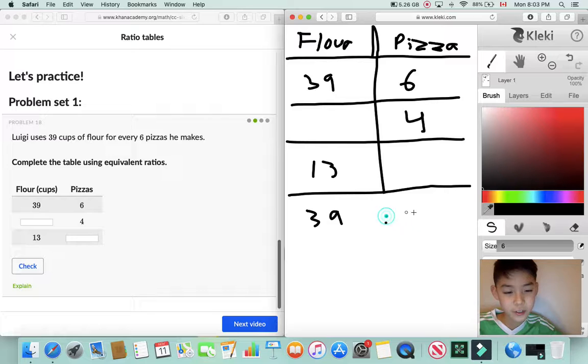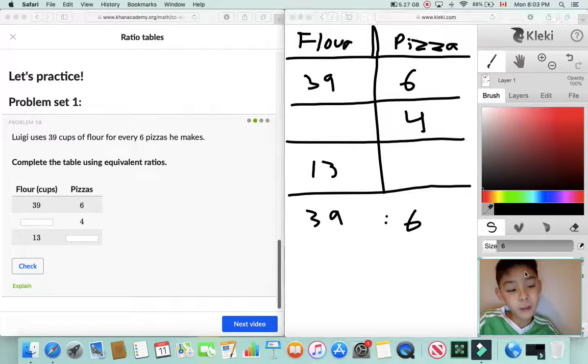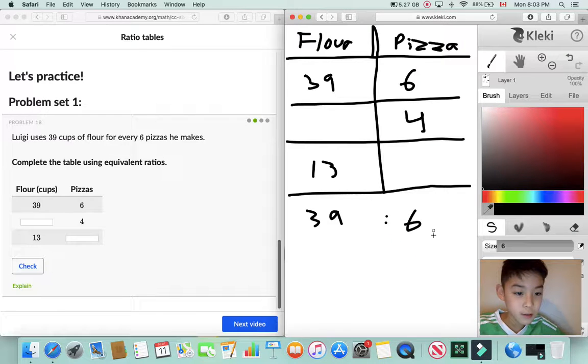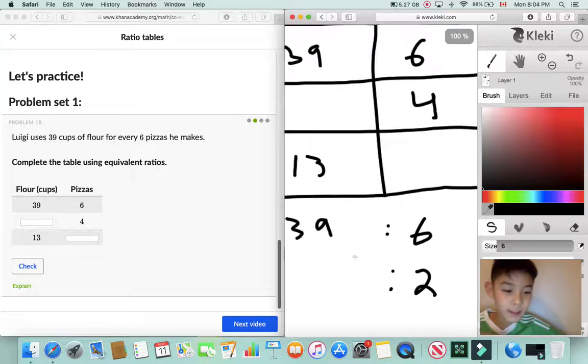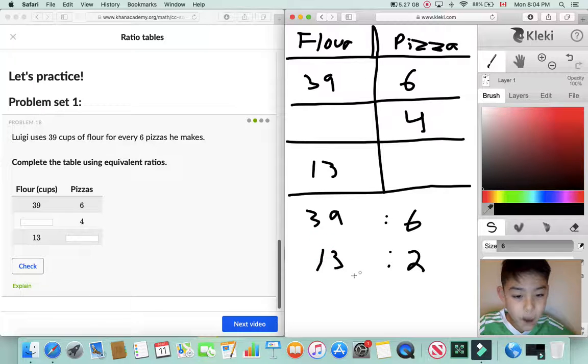It's 39 to 6, right? What can we do? What do we see in common? We see they're both divisible by... If you said 6, too bad. You are wrong. So we can divide by 3 on both sides. So let's do that. 6 divided by 3? 2. 39 divided by 3? 13. Nice. You guys are big brains.